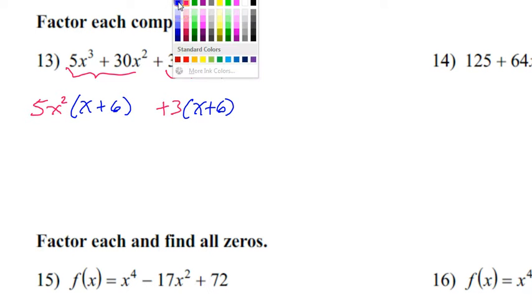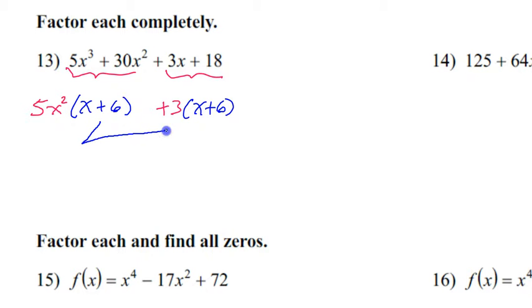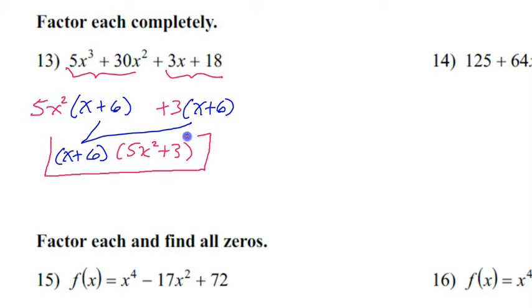Now the parentheses, the x plus 6 itself, is now a GCF. So we'll pull out the GCF again, we'll pull out the x plus 6. That's going to leave behind 5x squared plus 3. So the only question is, does the 5x squared plus 3 factor any more? No. This is a sum, nothing I can do with that. Okay, so that's it. We factored completely. All right, I could have asked you to find the zeros as well, but I didn't.